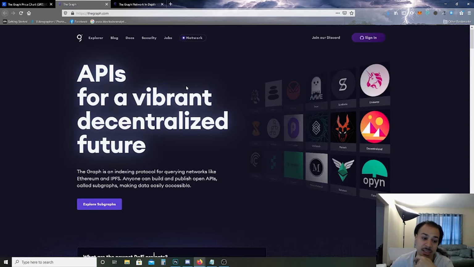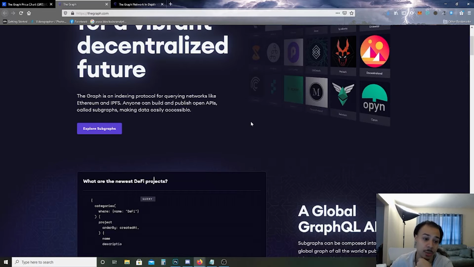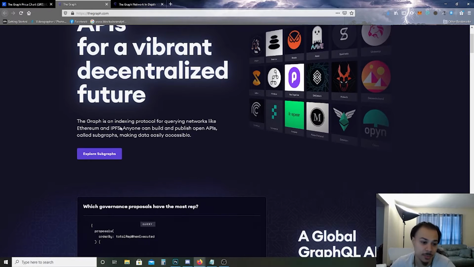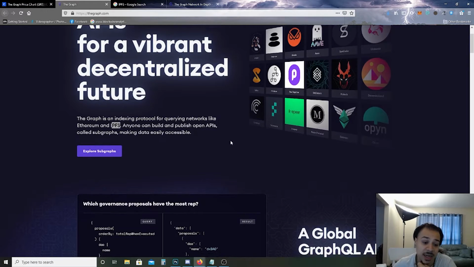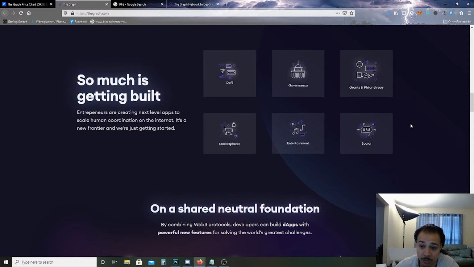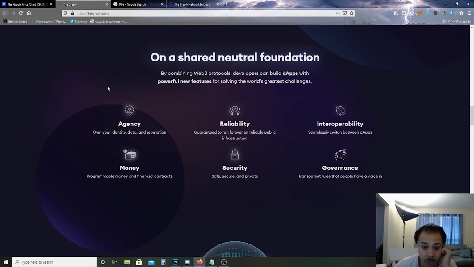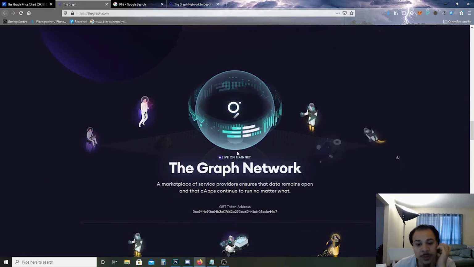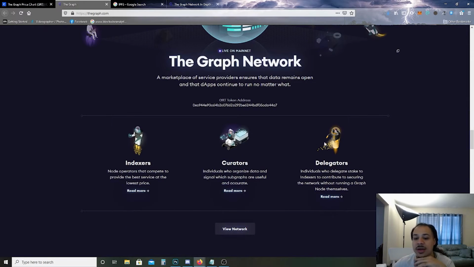APIs for a vibrant, decentralized future. The Graph indexes protocol, querying networks like Ethereum and the Interplanetary File System. Anyone can build and publish APIs called subgraphs, making data easily accessible. So they're getting grants and philanthropies, social, entertainment, governance, marketplaces, and DeFi being utilized within this platform. They have reliability, security, governance, interoperability, and money agency. So it's clearly backed by something: indexers, curators, and delegators.